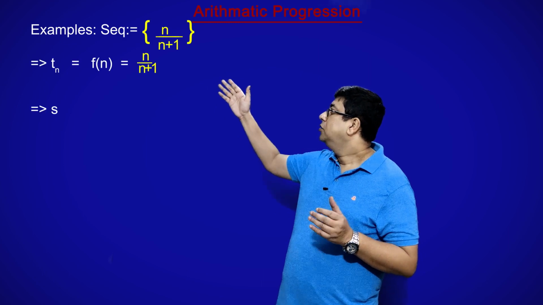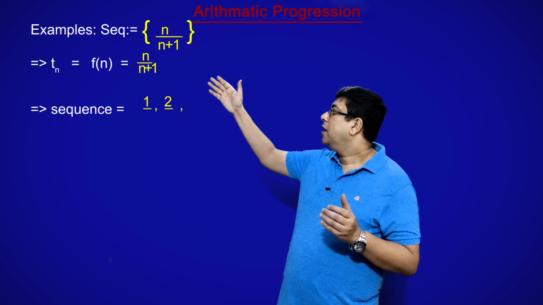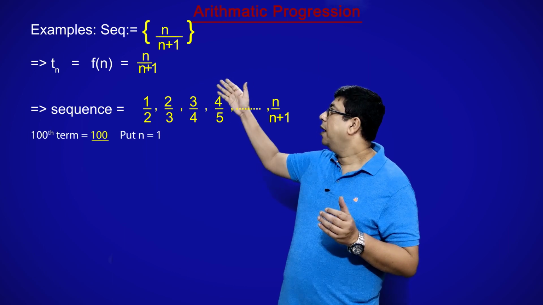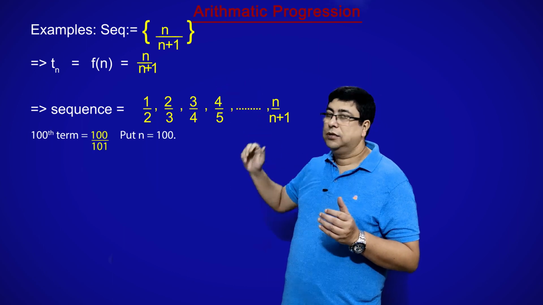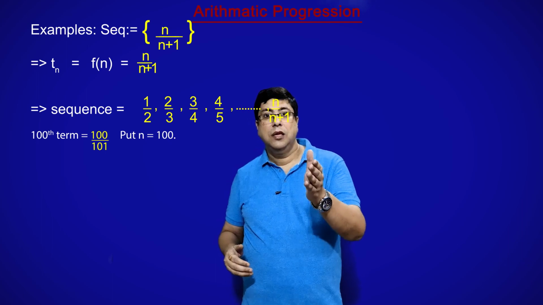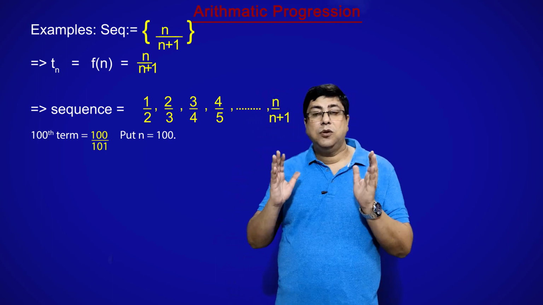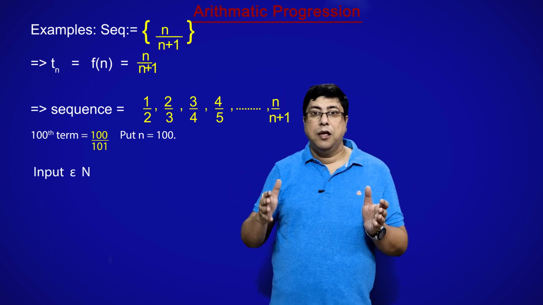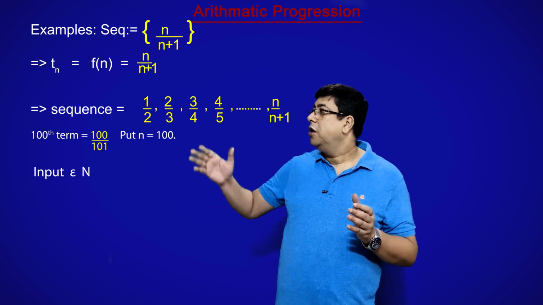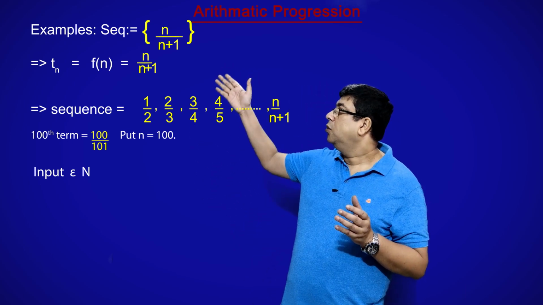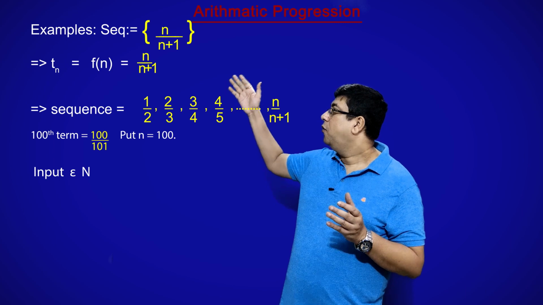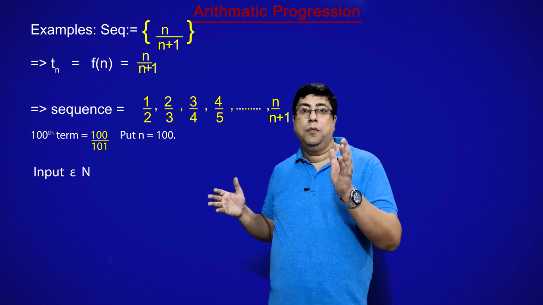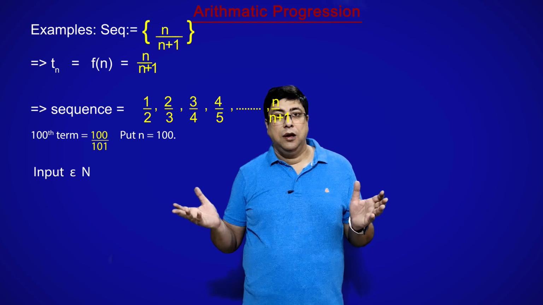Students, one more beautiful example: the sequence is n by n plus 1. So the sequence is 1 by 2, 2 by 3, 3 by 4, 4 by 5, like this. What is the 100th term of the sequence? Put n equal to 100. It means we are putting n equal to a natural number. The natural number must be the input, and the output is 1 by 2, 2 by 3, 3 by 4, 4 by 5. So the output may or may not be a natural number.